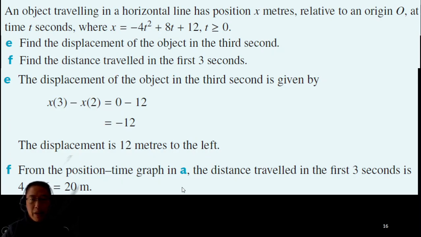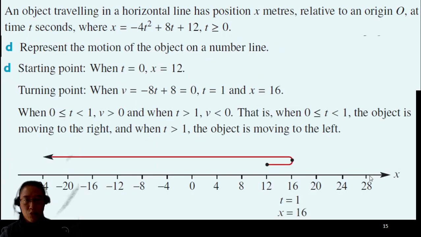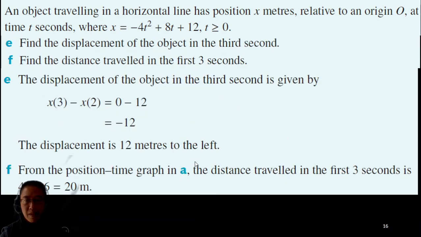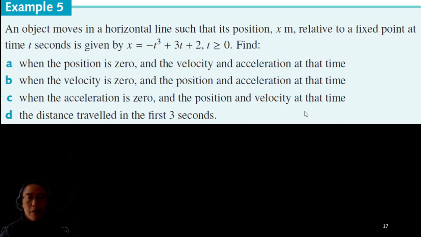For part F, find the distance for the first 3 seconds. Two parts. From 12 to 16, it's 4. From 16 to 0 is 16. Therefore, adding up those two values, you end up with a distance traveled of 20 meters. All right. I think it's going to be the last example for this part of 10A.